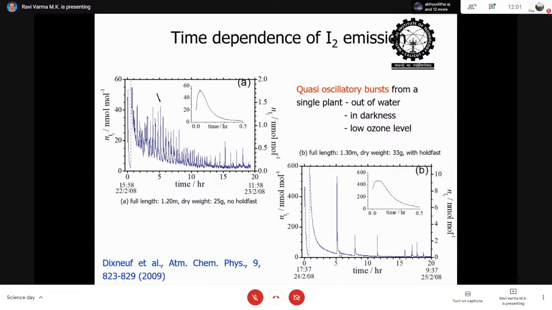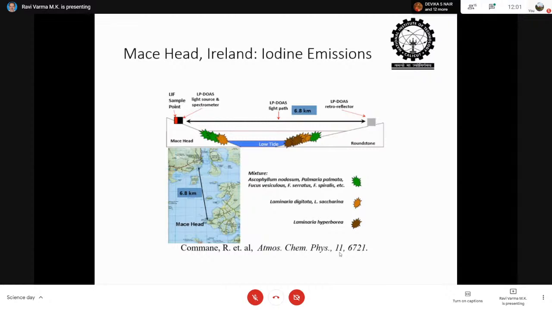So this iodine in the atmosphere is also important for our climate studies. It's also important from the biologist's point of view. So one thing we learn from this is that every living being, when stressed, releases a bit of iodine.